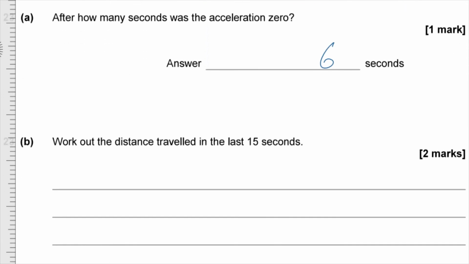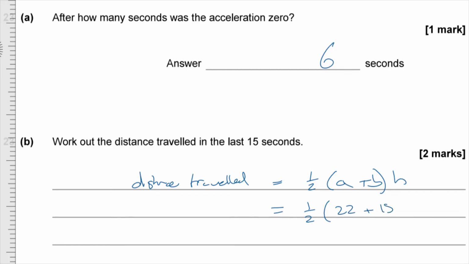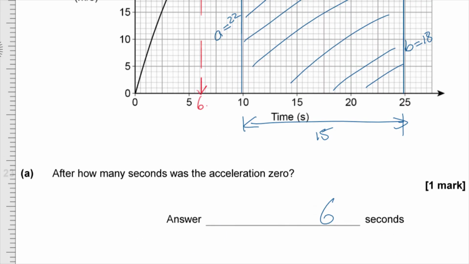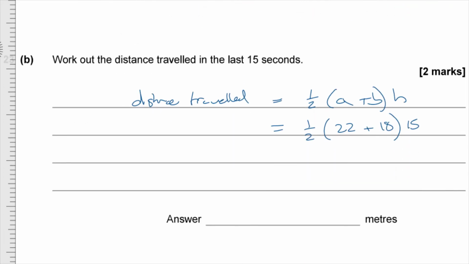So distance travelled is going to be a half A plus B times H, the formula for a trapezium, which was a half of 22 plus 18 times 15. Got those right? 22, 18, 15, yeah. So half of 22 plus 18. 22 plus 18 is 40 divided by 2. So half times 40 times 15. Half of 40 is 20. 20 15s are 300. So it's 300 meters.